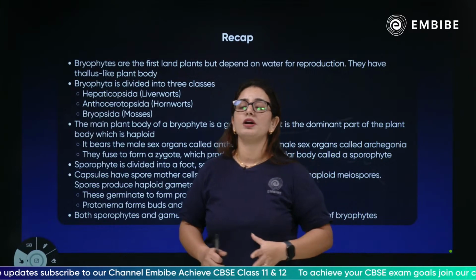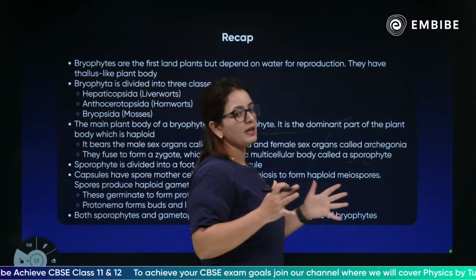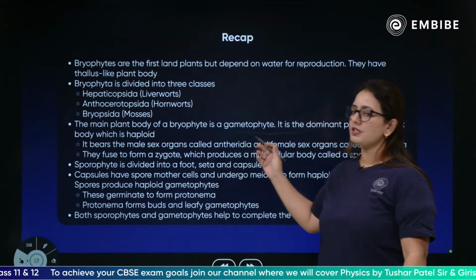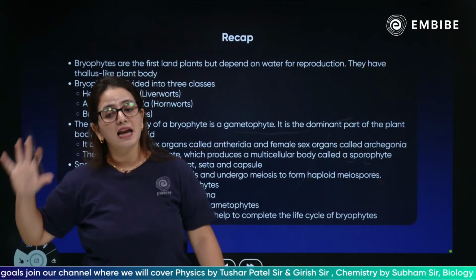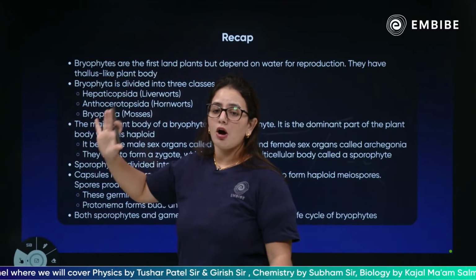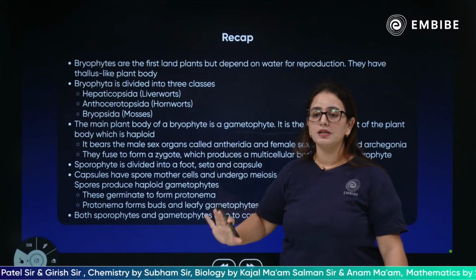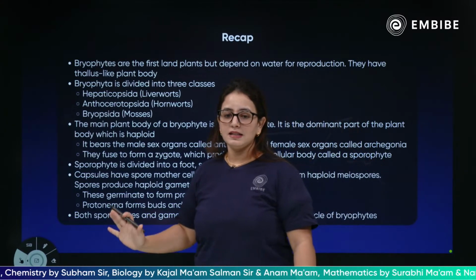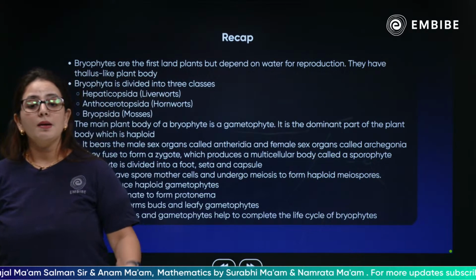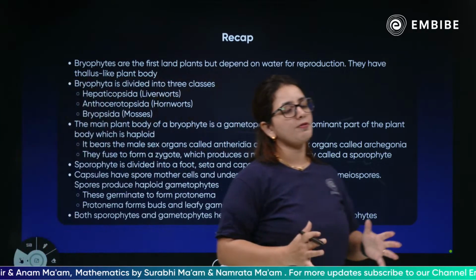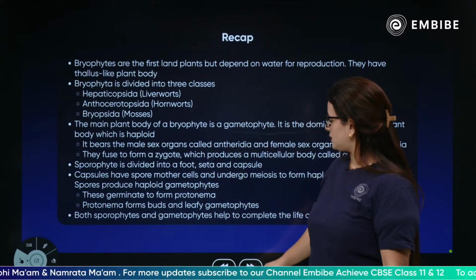The main plant body of the bryophytes is always gametophytic, and the dominant phase of the plant is always haploid. The sporophyte is divided into foot, seta and capsule. The plant body has root-, stem- and leaf-like structures, but it completely lacks true roots, stems and leaves. These are not typically differentiated as in a true plant. Both the sporophyte and the gametophyte help each other and are important to complete the life cycle of the bryophytes.